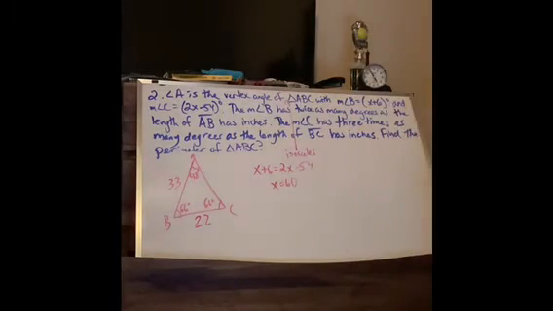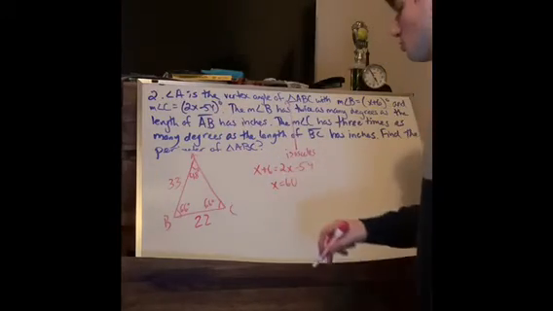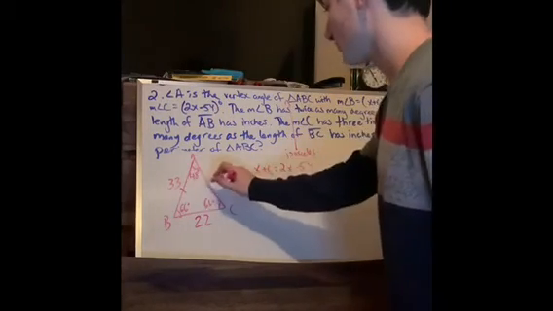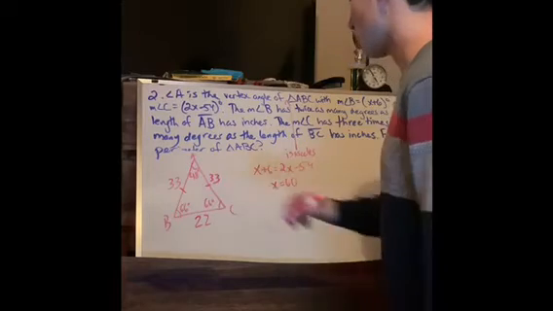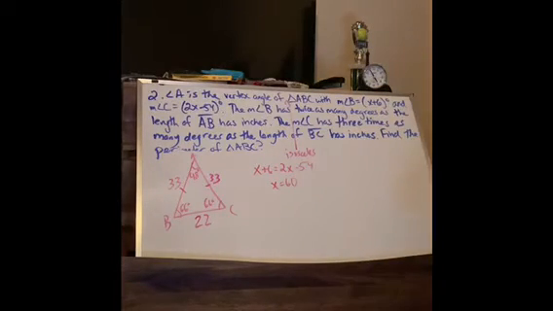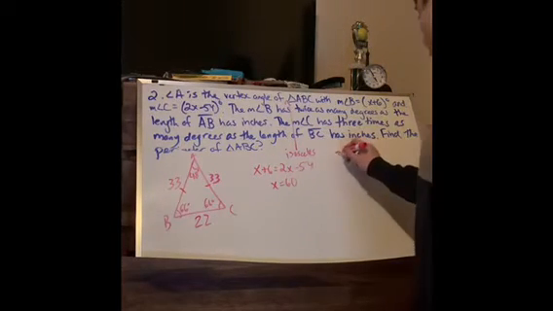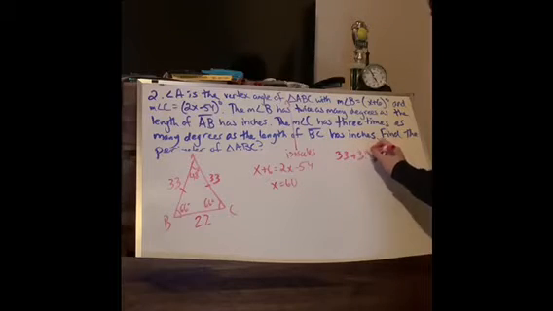Divide by 3. Well, then what's AC? This is isosceles, so these two sides are going to be congruent. This is 33. So the perimeter is just going to be the sum of all the sides. 33, 33, 22, it's going to be 88 inches.